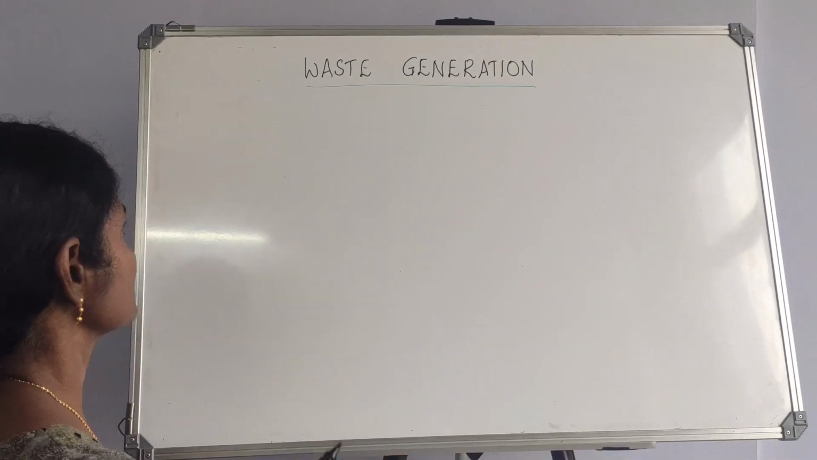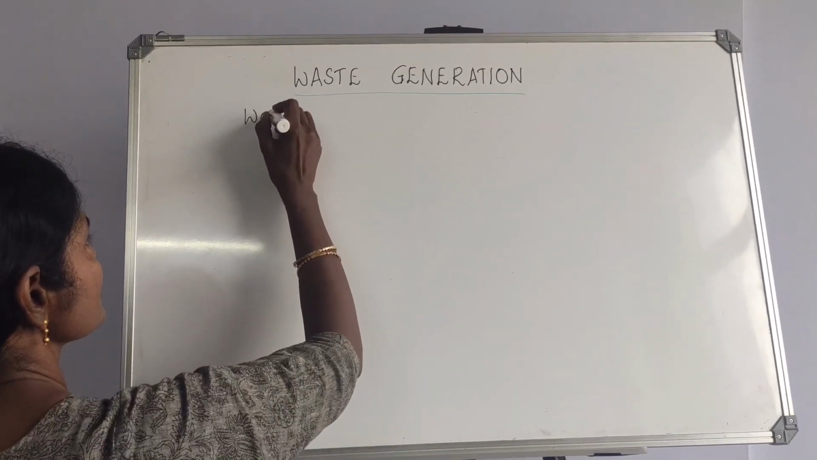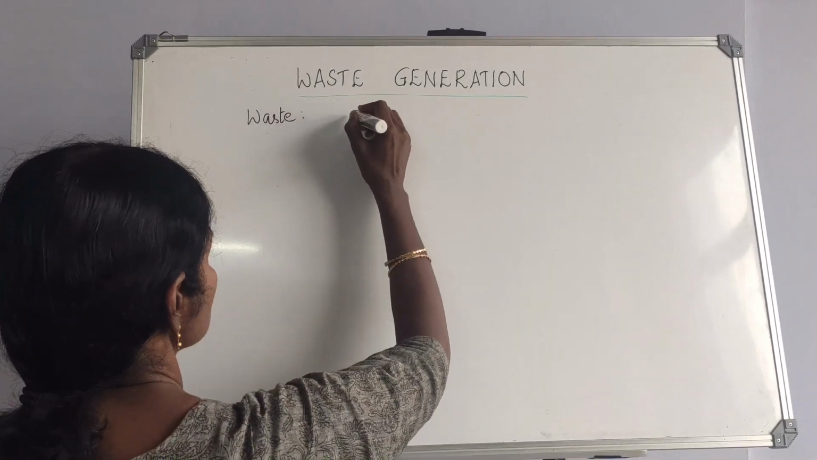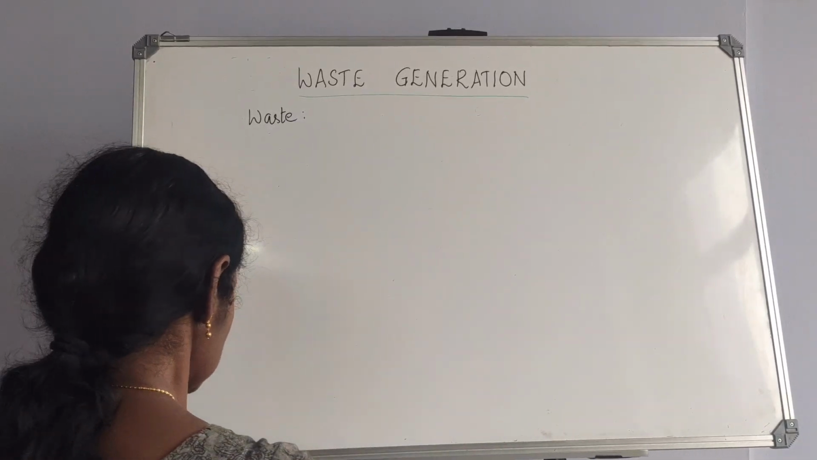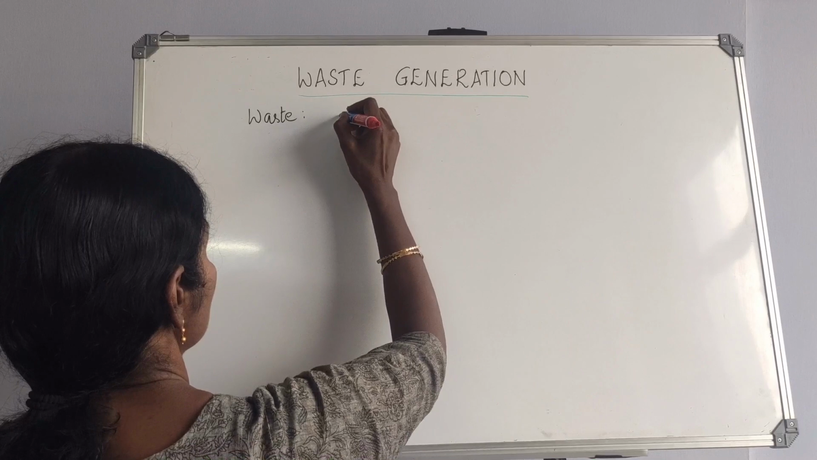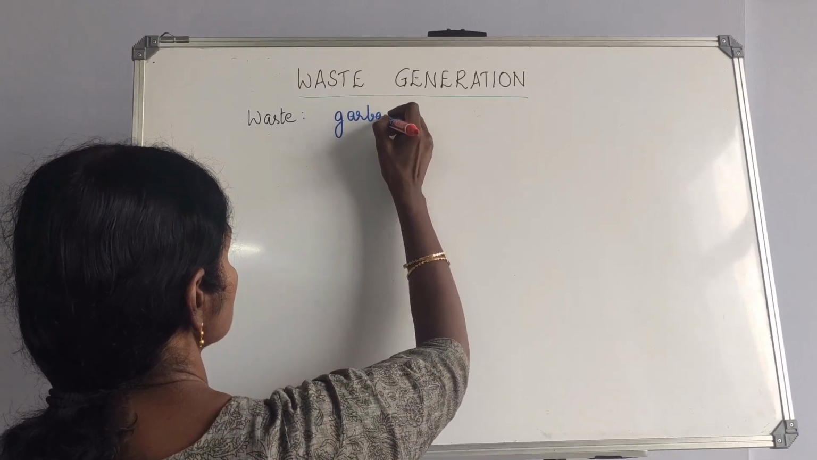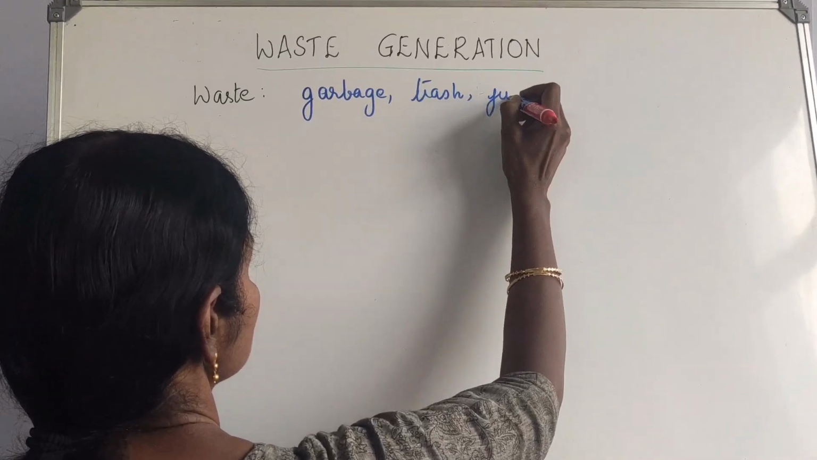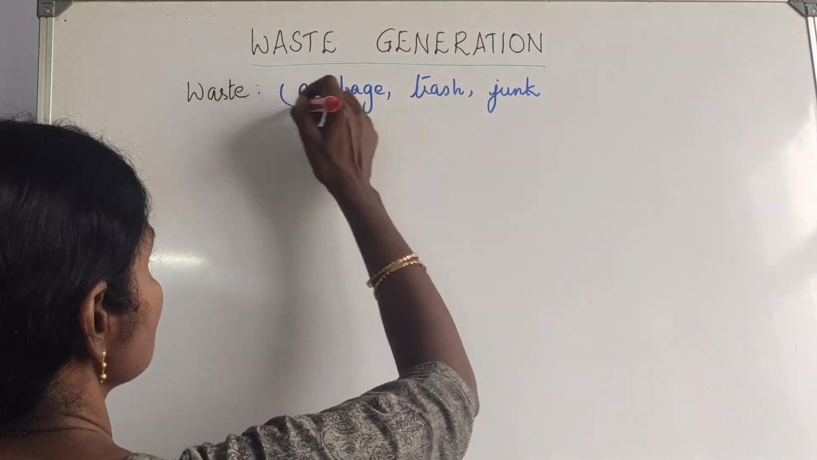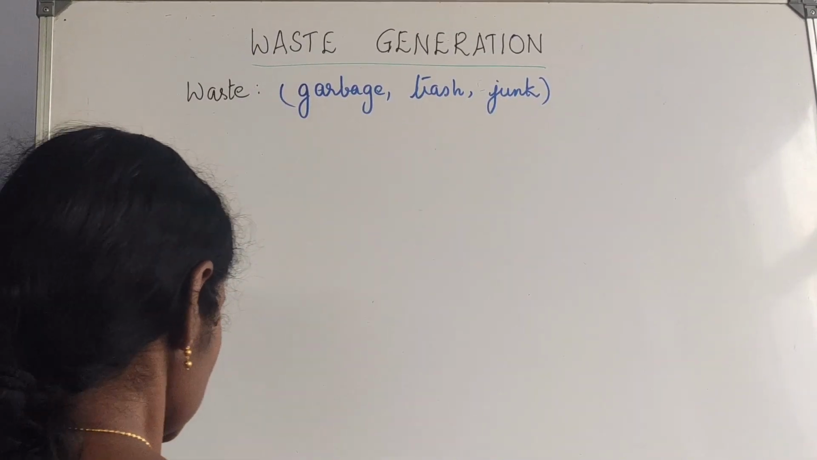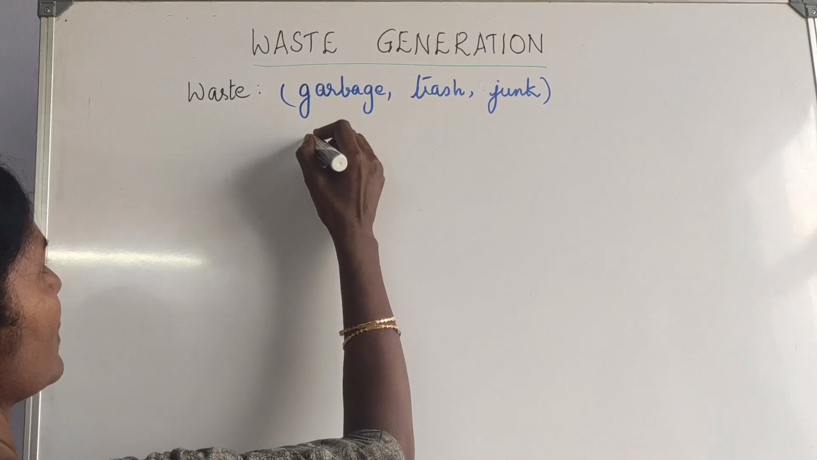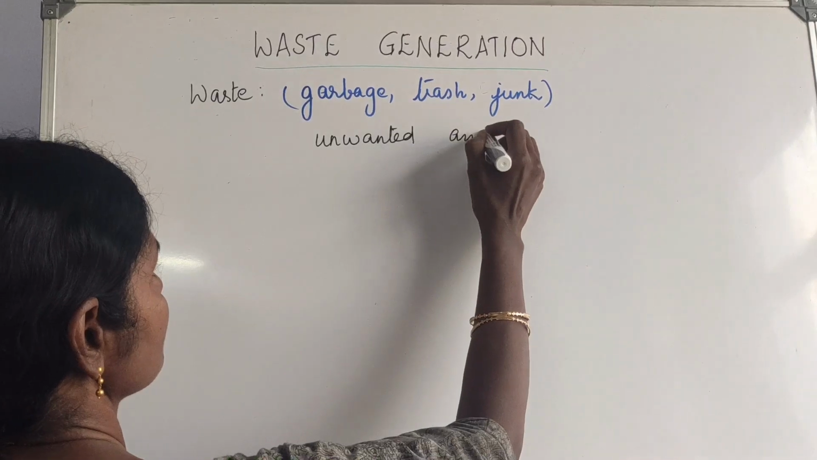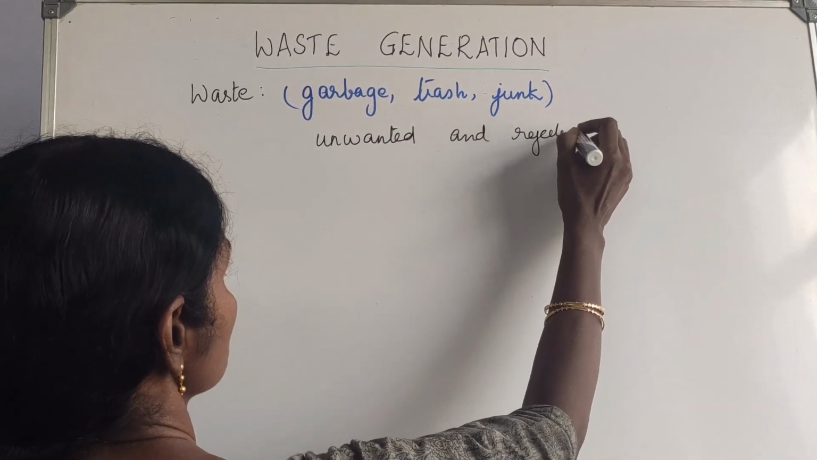Now going to waste generation, we should first know what is waste. What do you call something that is a waste? It could also denote something that we call garbage, trash, junk. All these are other words for waste, and any material that is unwanted and rejected, that only is called waste.